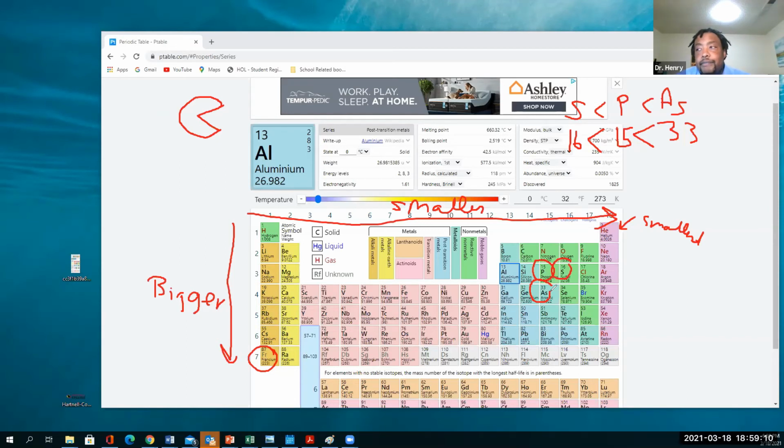Who's going to be the biggest? 33. Because it's going down. Exactly. And then who's going to be bigger between 15 and 16? 15's going to be bigger because the smallest would be 16, right? That's right. Okay. Got it.